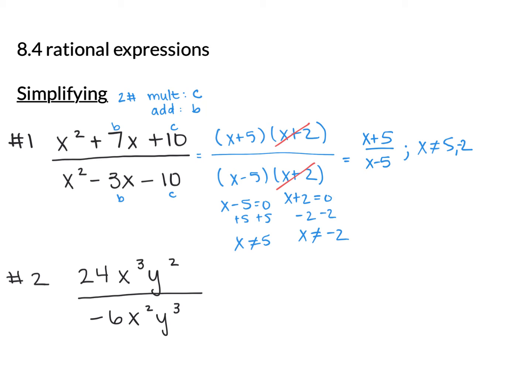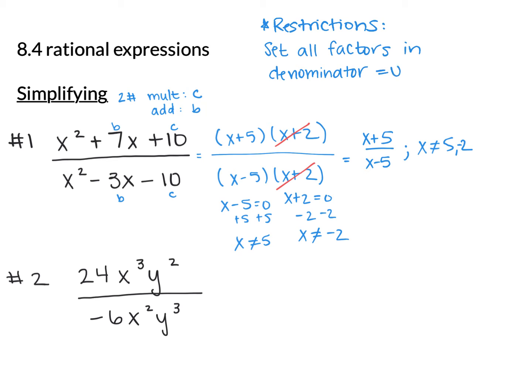Now I'm going to make a note up here at the top that's going to apply to the rest of our problems as well. Restrictions, how we find those. We want to set all factors in the denominator equal to 0 and solve. So using that logic, we're going to go down and work number 2.